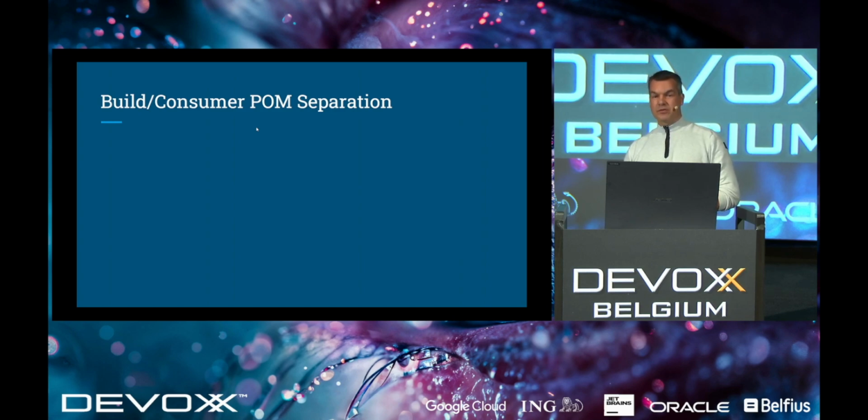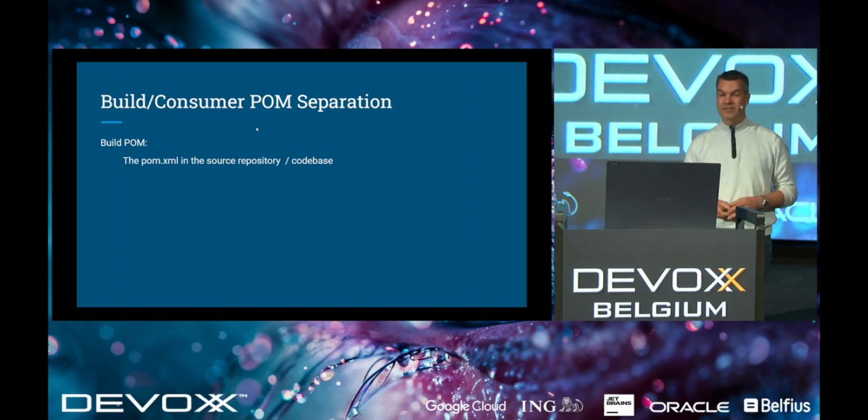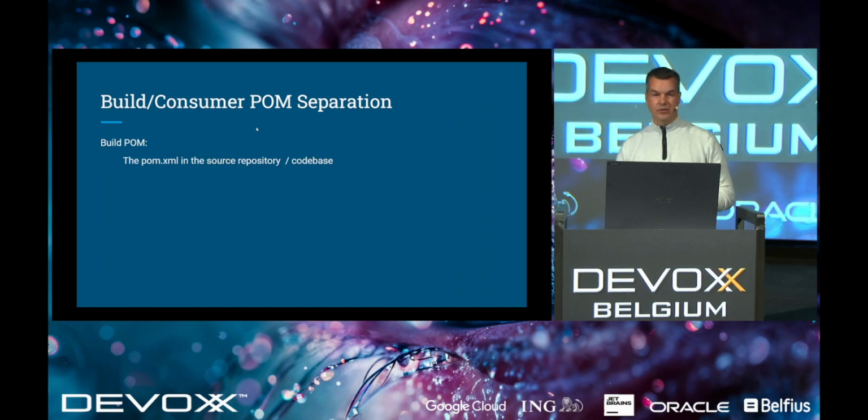So what we want to make clear with this is when to use what of the POM file and why. So on your own system, we have the build POM, and it is located in the source repository of your own code base, and it is actually the configuration file for how to build your project. No surprises there, I hope.